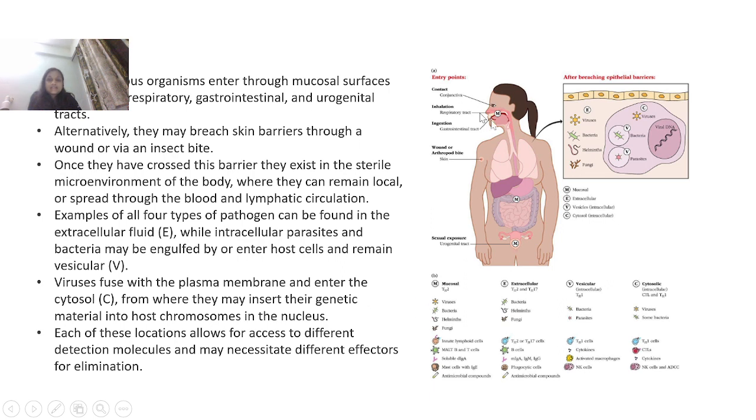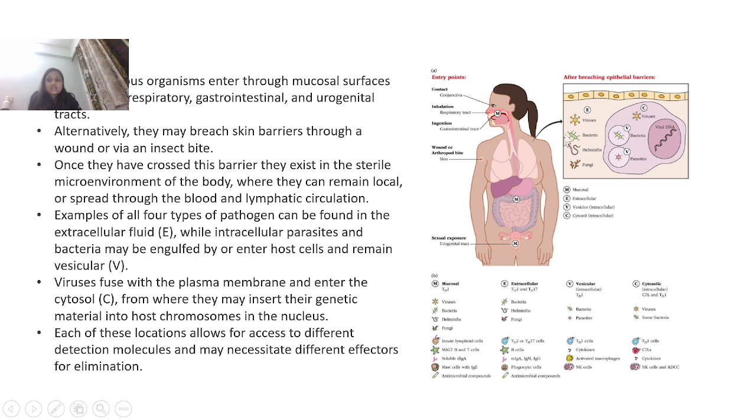So here you can see these are the different types of entry points through which the pathogens can enter. Like here, it can enter through the eyes, it can enter through our nose or mouth, it can also enter through our skin or through the urogenital tract. So it is from different openings that it can enter.